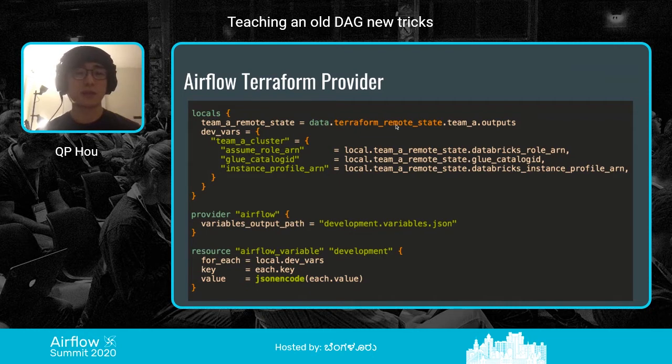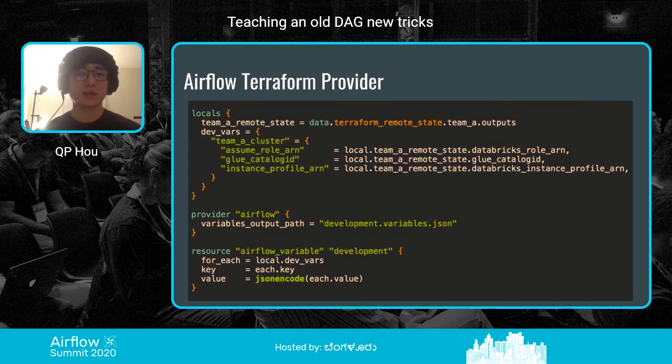In this case, we have team A output its Terraform state as output, and then within this Terraform file, we can just reference those AWS ARNs using variable names. So now everything is readable by a human, so it's a lot less likely to make mistakes. Currently, the Airflow Terraform provider only dumps all the variables into JSON files, and we use that to manually import everything into Airflow.